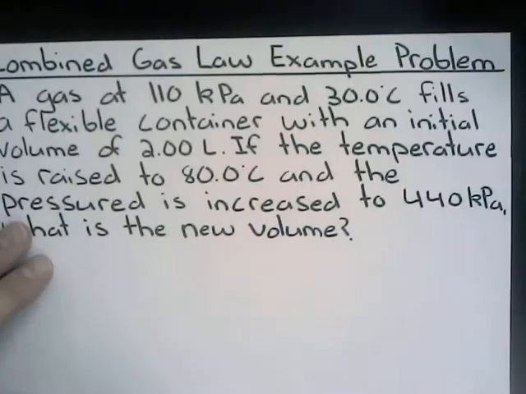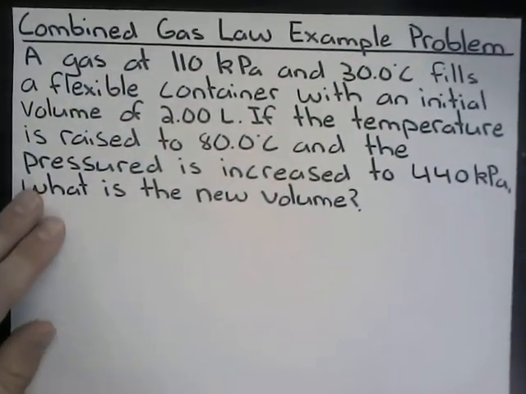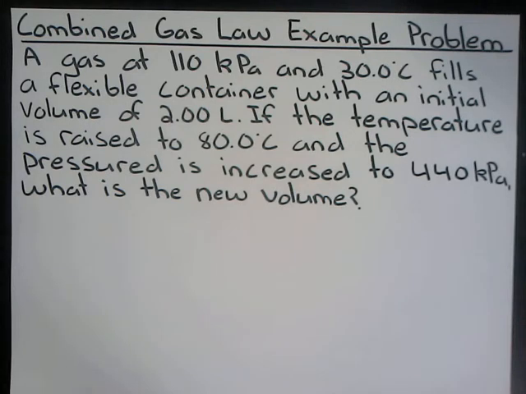Okay, so in this problem here, it says a gas is at 110 kilopascals and it's under a temperature of 30 degrees Celsius. That gas fills a container with an initial volume of 2.00 liters. If the temperature inside that container is raised to 80.0 degrees Celsius and the pressure is increased to 440 kilopascals, what is the new volume?